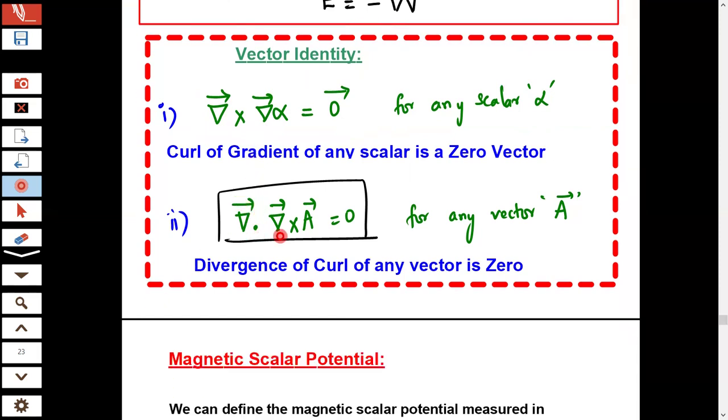Now, if we consider the second vector identity, that is the divergence of the curl of a vector is always zero. The curl of a vector indicates a rotational vector. If a vector is rotational in nature, it will not be diverging in nature. So this is the meaning of the second vector identity, where the divergence of the curl of a vector field is always zero.